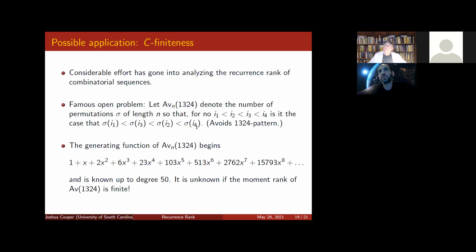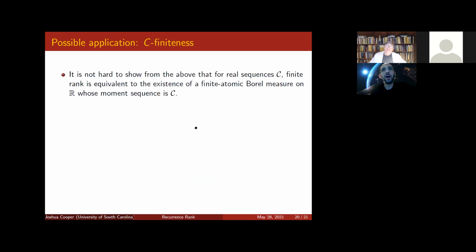A little bit surprising, because you think it's not easy to compute these terms as the degree grows. But it's unknown if the moment rank is finite, so it's unknown if this satisfies a finite degree linear recurrence. It's an amazing problem. A lot of work has gone into it, and the techniques are getting more sophisticated. Actually, we're hoping to use these methods on that question.